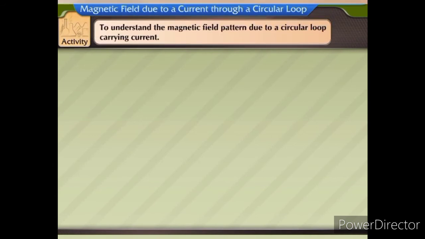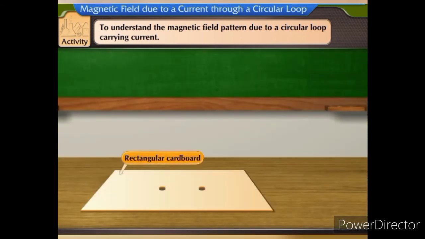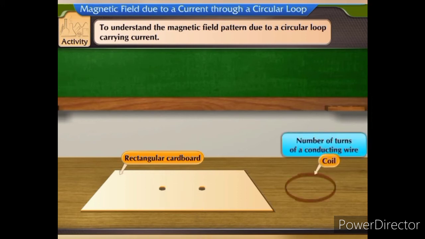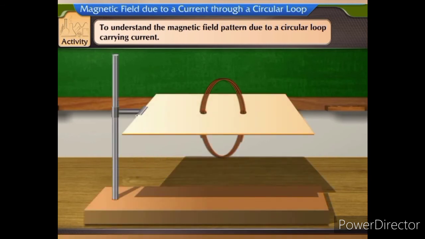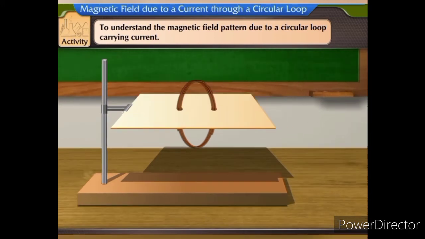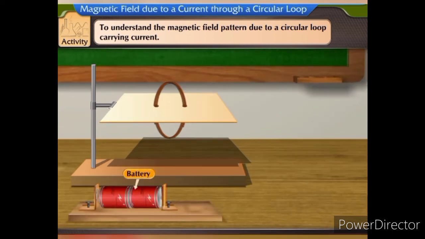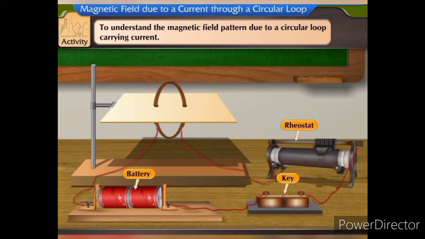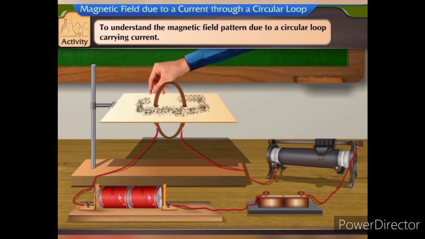Let us now perform an activity to understand the magnetic field pattern due to a circular loop carrying current. Activity: take a rectangular cardboard with 2 holes and a coil of number of turns of a conducting wire. Insert the coil through the holes such that the turns are normal to the cardboard. Connect the coil in series with a battery, a key, and a rheostat. Sprinkle some iron filings uniformly on the cardboard.